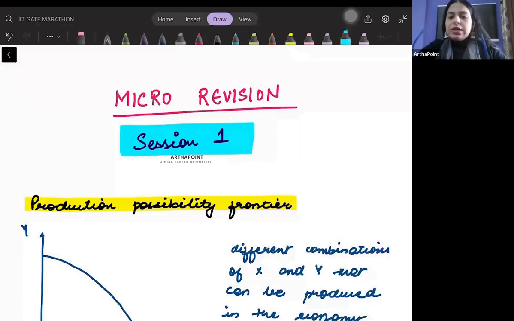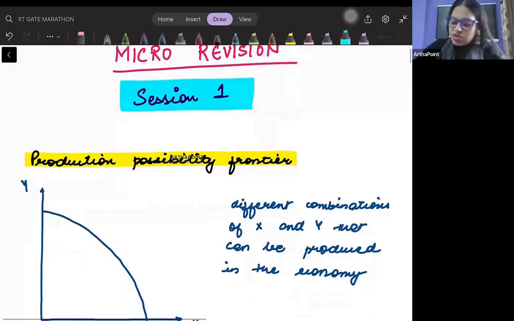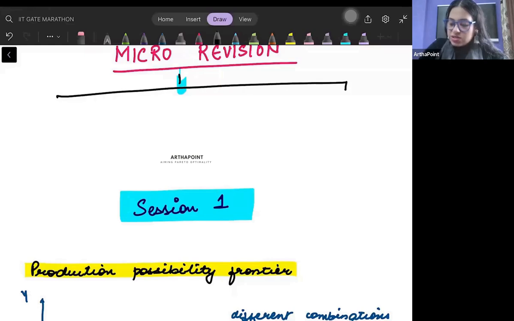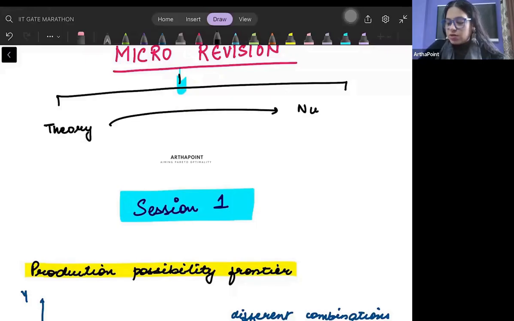Hi, good afternoon, everyone. In today's class, we are going to start with the microeconomics revision. Before we start, I just want to give you a heads up that the entire microeconomics is not going to be theoretical. What you will see in your final paper will include a lot of numericals also. So for every theory that you practice, it must be corresponded with a numerical. पूरी revision series ऐसे ही चलनी है. You need to do a numerical for every theory that you practice.